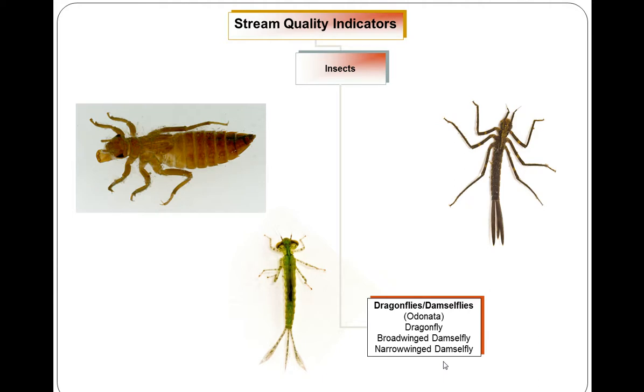As you can see in this picture, these are the larvae of damselflies right here and a dragonfly right here. To know the difference between a dragonfly and a damselfly, you look for the really wide abdomen on a dragonfly as opposed to the narrow abdomen on a damselfly. And the damselflies usually have these feather-like gills on the end of their abdomen. So that's how you tell these apart. Now let's look a little bit closer.